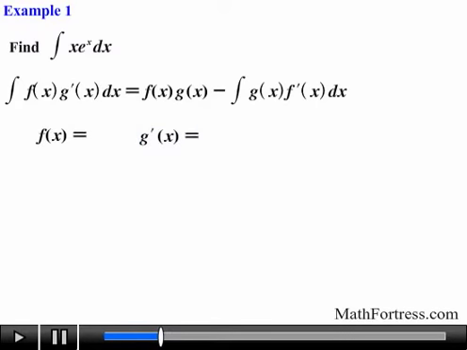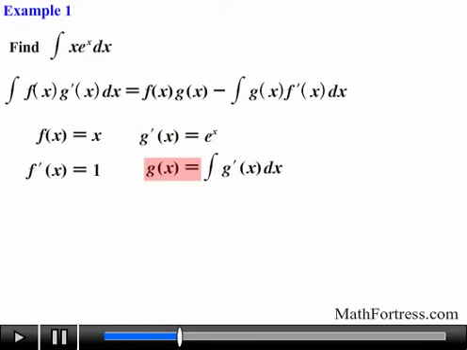Following these steps, we have that f of x will be represented by x, because when we take its derivative, we end up with a simpler function, specifically the constant 1. Likewise, we let g prime of x be equal to e to the x. Now we need to take the derivative of f of x, so the derivative of x is just equal to 1. Next, we need to integrate g prime of x to obtain our g of x. Integrating e to the x results in the same function e to the x.